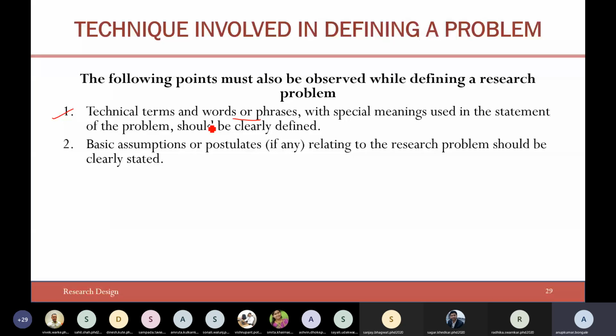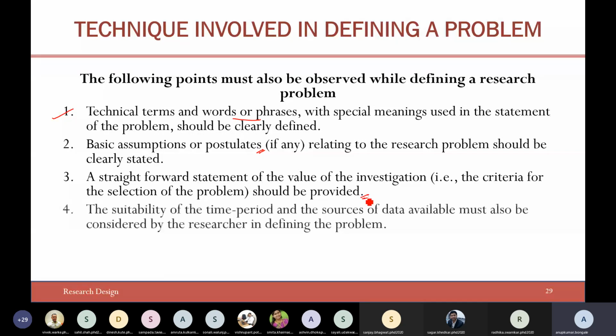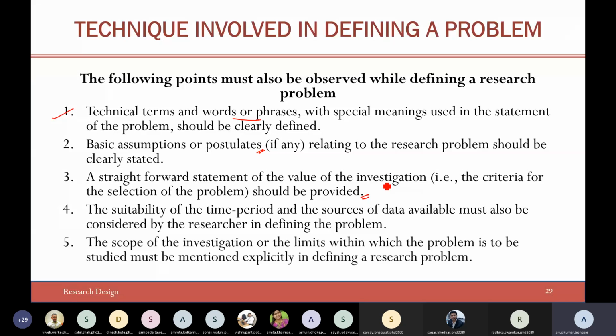Basic assumptions, postulates and hypotheses should be put forth. A straightforward statement of the value of the investigation, that is, the criteria for selection of the problem, should be provided. The suitability of the time period or the resources of data available must also be considered by the researcher in defining the problem. Okay, so I have just gone through these slides. If necessary, again we'll have a discussion on these points or the leftover points in tomorrow's session.